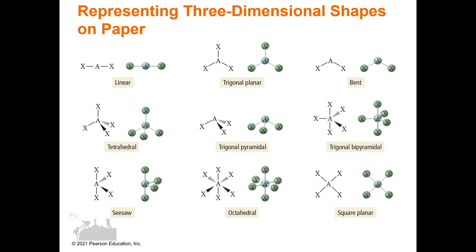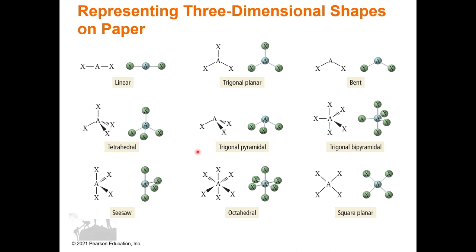Here are pictures of all the molecular geometries with solid lines, hashed, and solid wedges. You can see that for all of them, they all have atoms that are in the same plane as the paper. Okay, so with linear, trigonal planar, and bent, all of those atoms are in the same plane. Once you hit tetrahedral, that's where you can see that one of the terminal atoms would be sticking out towards you, and then another one would be sticking out away from you. The other three atoms are in the same plane as the piece of paper.